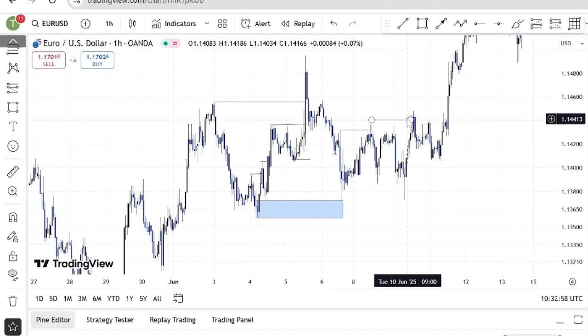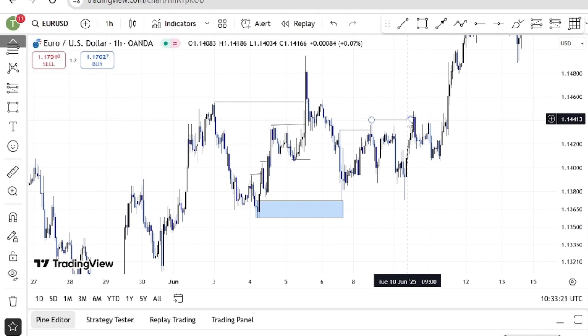It's a very simple concept, but if you don't understand the logic behind all of these concepts, one after the other, you just mix everything up. So while you're marking your zone, always make sure that you have a proper body close above the zone you are looking at or want to take your trade from.